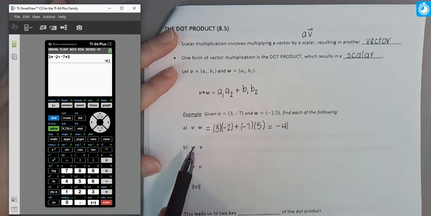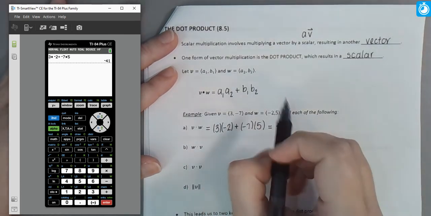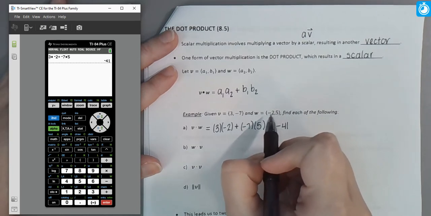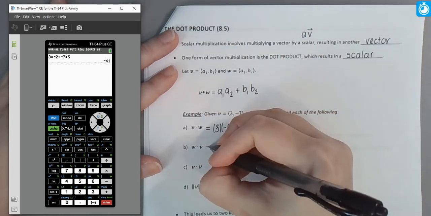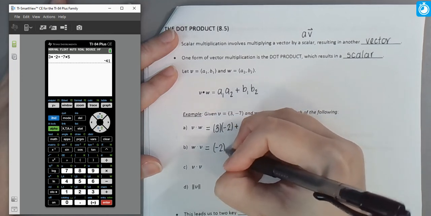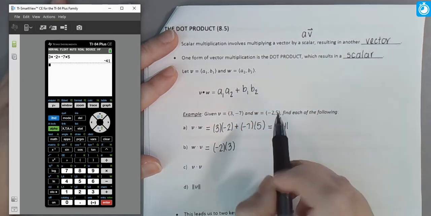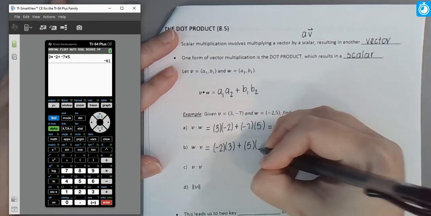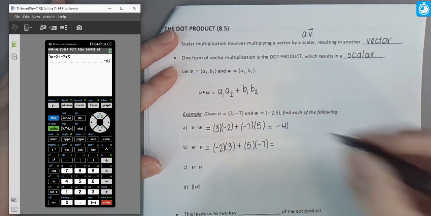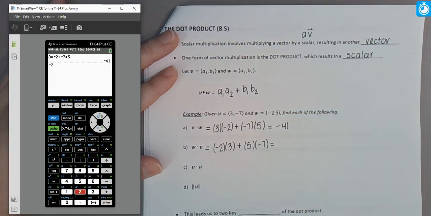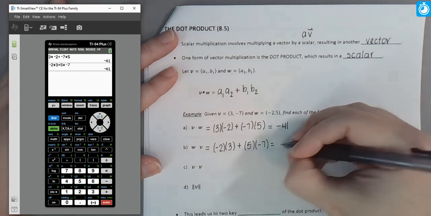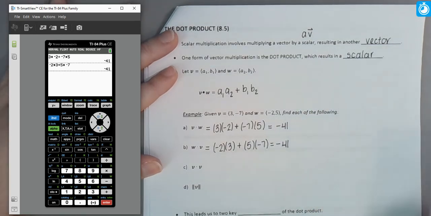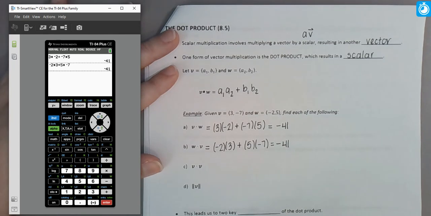Now, what if we take the dot product of w times v? So that's going to be this component times 3. So that's going to be negative 2 times 3, and then 5 times negative 7. What's going to happen when we do that? Well, again, if we want to just plug it into the calculator, that's going to be negative 2 times 3 plus 5 times negative 7. And notice we also get negative 41. And so we'll talk about this in just a minute.